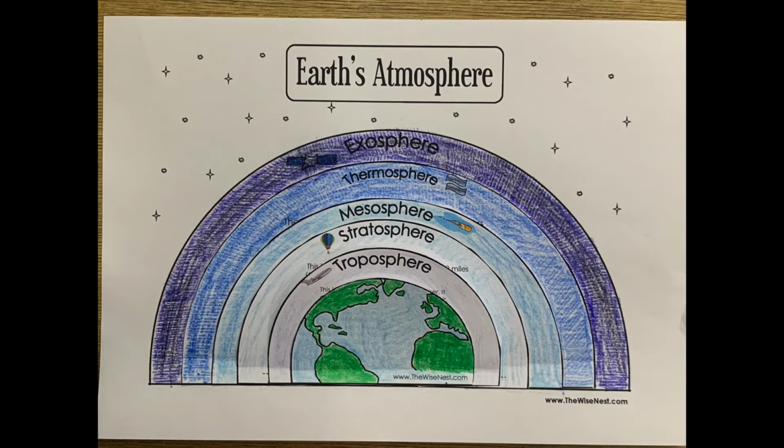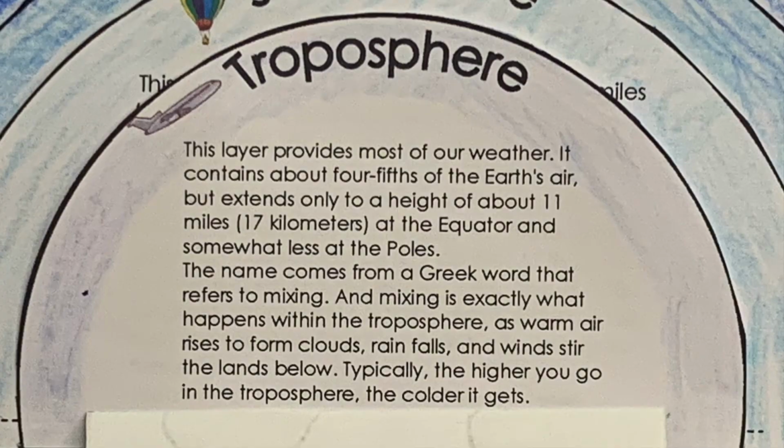Each layer of the atmosphere has its own specific traits, and today we'll be making a foldable that contains information about each layer. The template for this foldable has been shared by the WiseNet, and the link to the PDF can be found in the description box below. Before we begin the construction, let us read about each layer first.